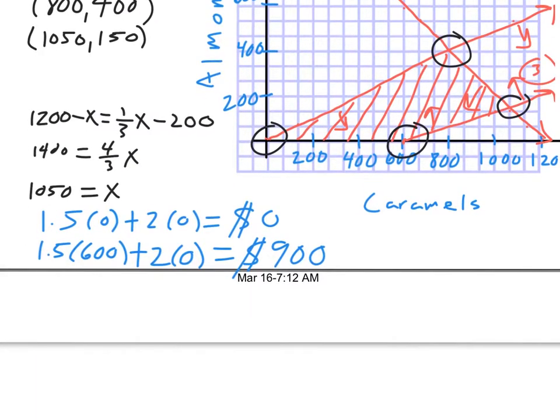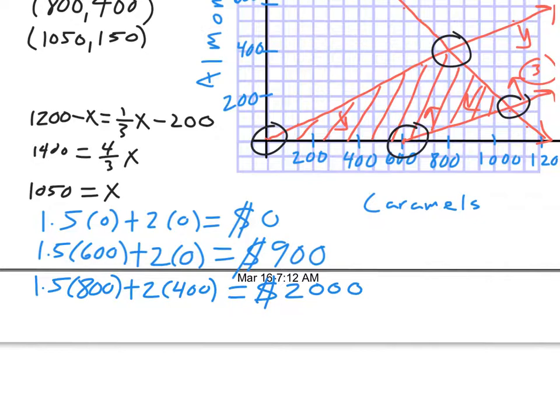Now these last two seem like the real possibilities. I think they're going to be pretty close. How about produce 800 caramels, 400 almonds? Way better than the first two. That would give us $2,000 a month. How about 1,050 caramels plus only making 150 almonds? It's close, but if you were to crunch those numbers, you'd see not quite.